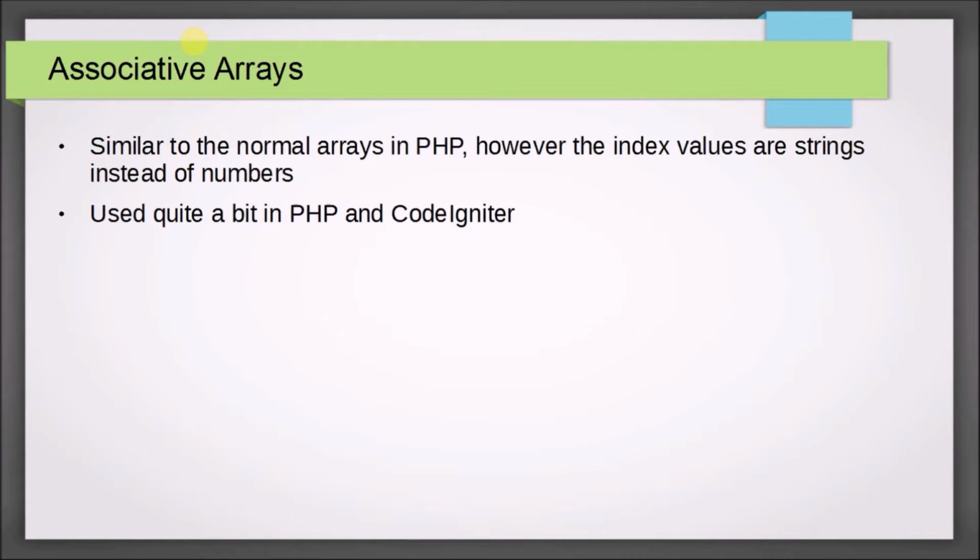Associative arrays. Similar to the normal arrays in PHP, however, the index values are strings instead of numbers. From a Java background, you might call this a dictionary. Used quite a bit in PHP and in CodeIgniter. You will see both of these many times throughout the semester.